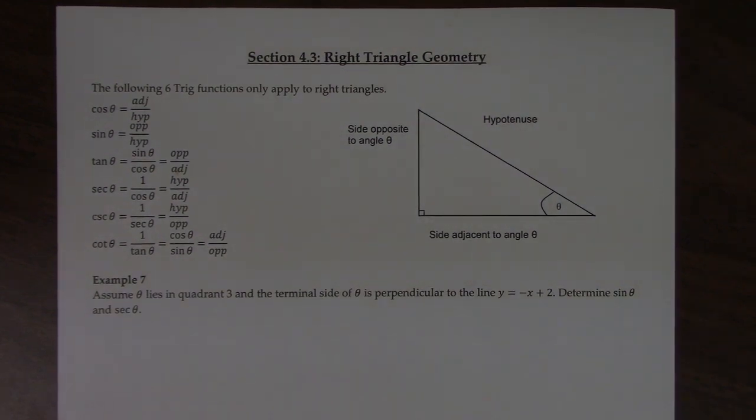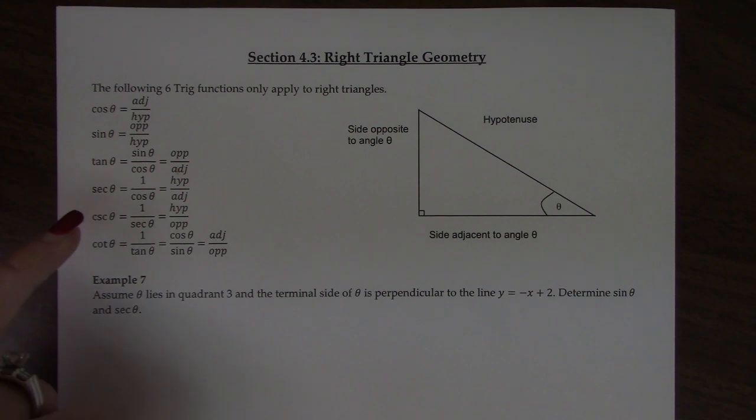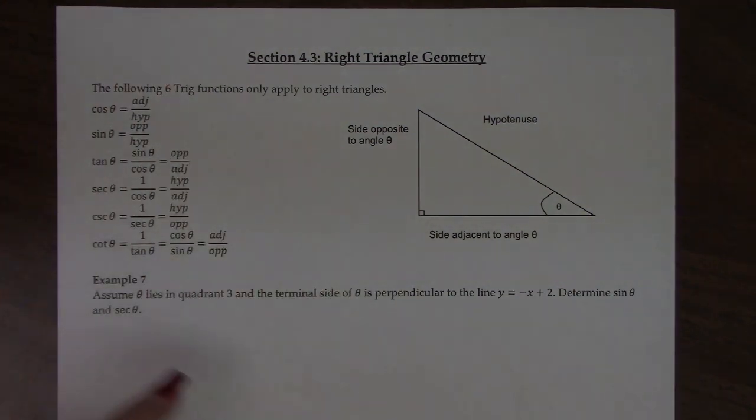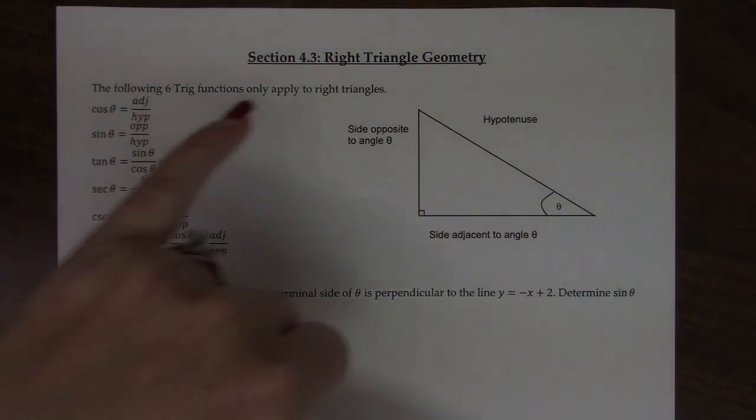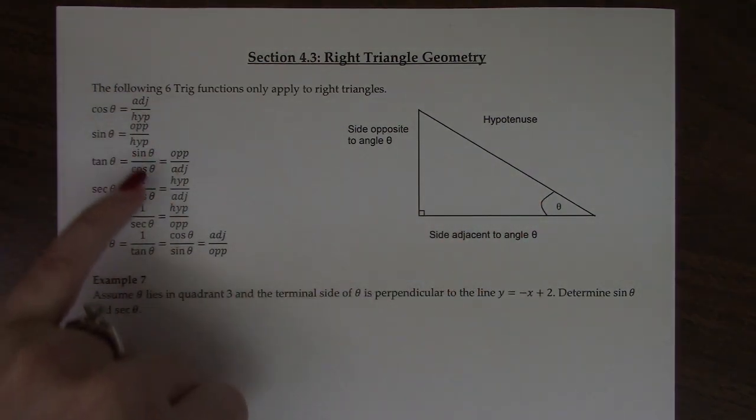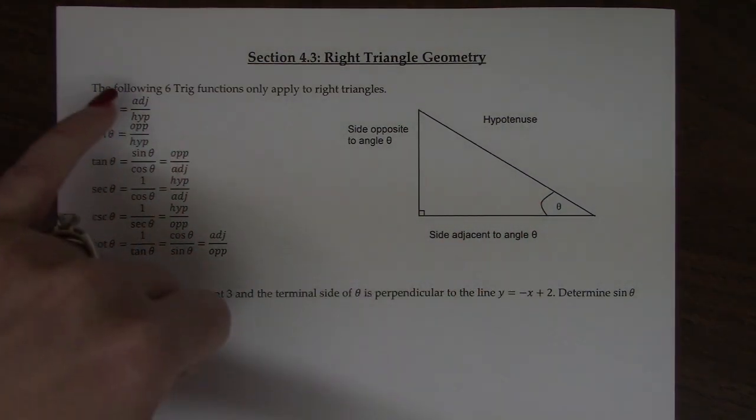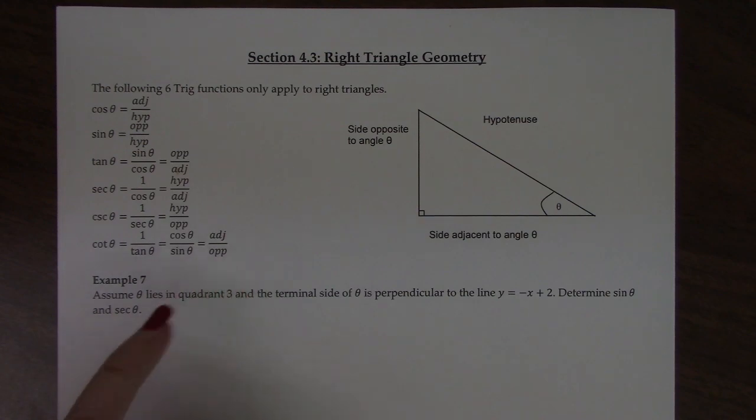Section 4.3 is right triangle geometry. So we can take the following trig functions, and when we were talking about them, we looked at measuring them in terms of the unit circle. But when we're talking about triangles, the following formulas and relationships we're defining here only apply to right triangles.